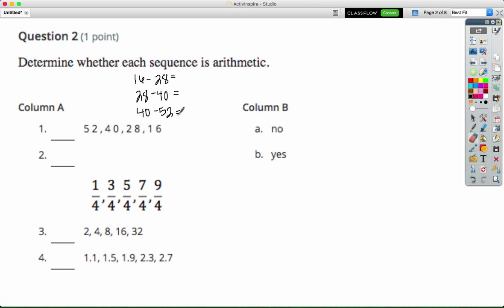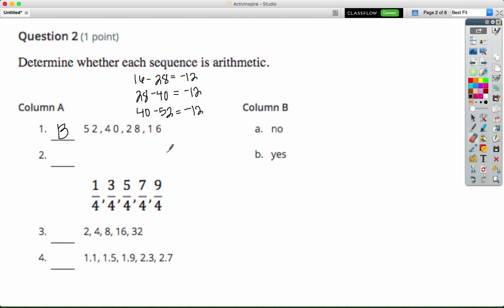So 16 minus 28 is negative 12. 28 minus 40 is also negative 12. And 40 minus 52 is negative 12. So it's going down 12 every time. It has a constant pattern that's going through the entire thing. And it is by subtraction. So yes, it is an arithmetic sequence.